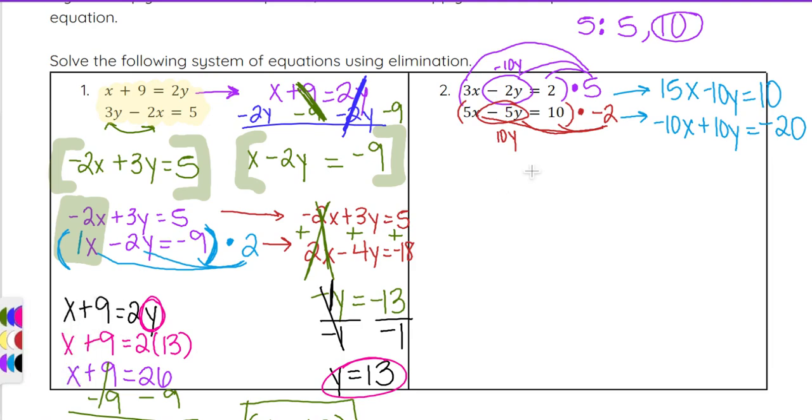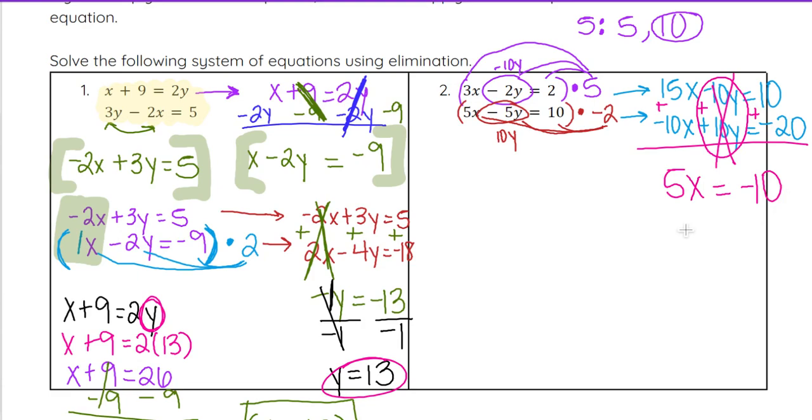Now at this point, I can add down each of these columns because I have done the work to turn this into two equations where when I add down the columns, the y's are going to cancel out to be 0. So 15x plus negative 10x, I get 5x equals 10 plus negative 20, which is negative 10. And now I have an equation with one variable that I can easily solve to get that x by itself. And to do that, I just use my inverse operations. I divide both sides by 5, and I get x equals negative 2.